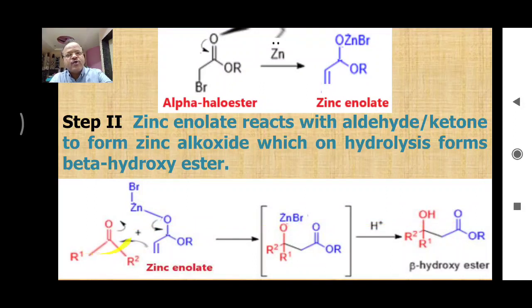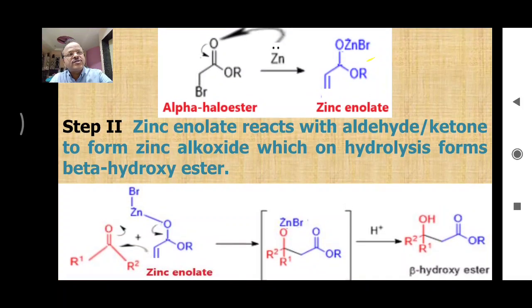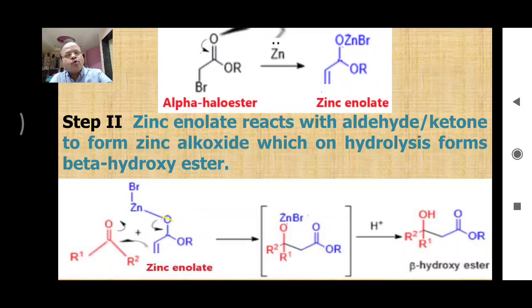So this is the ketone compound. This is the zinc enolate, which is obtained here. Just it is split in a different way. The OZnBr bond is shown separately to understand the mechanism. So this ZnO bond will get shifted towards this position. This CC double bond will get shifted to this position. This C double bond O electrons will be shifted to this position.